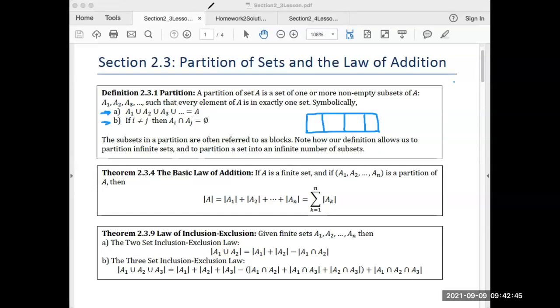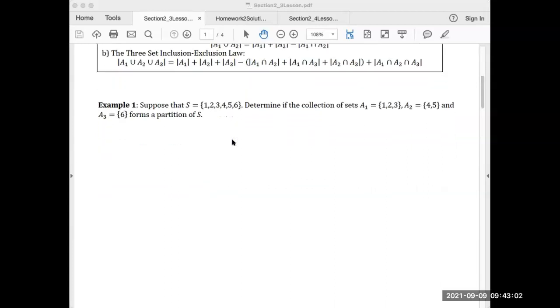All right, so let's look at that. And that's related to the law of addition and law of inclusion-exclusion, but we'll look at that a little bit later in a few minutes. All right, so let's look at some partition examples.